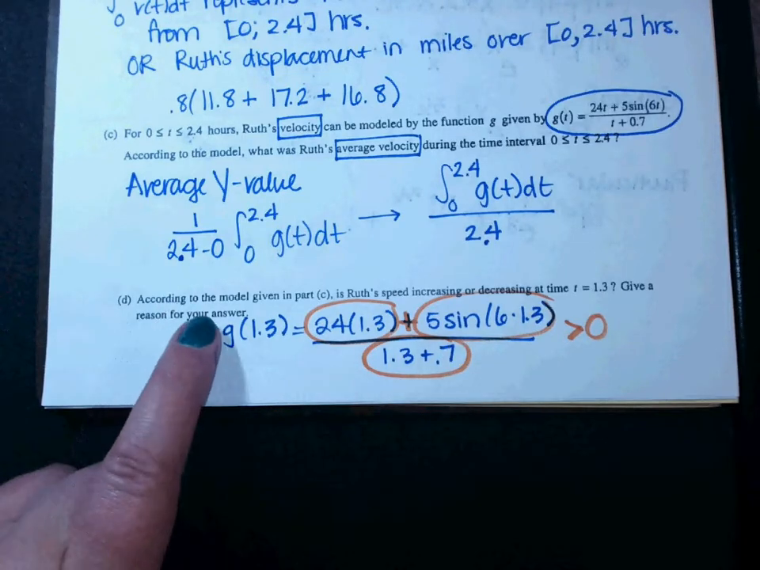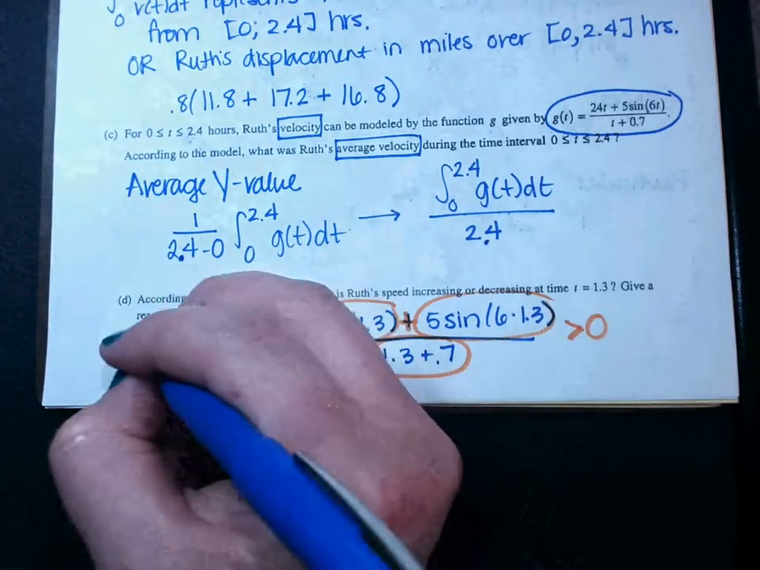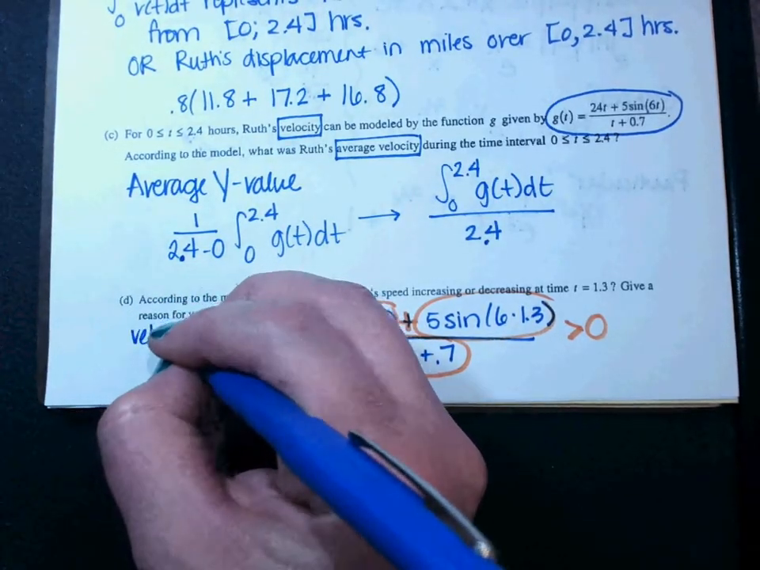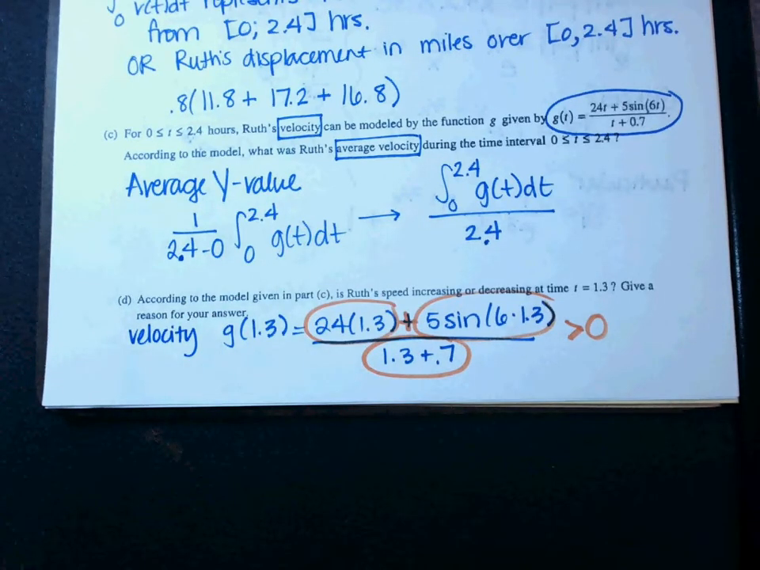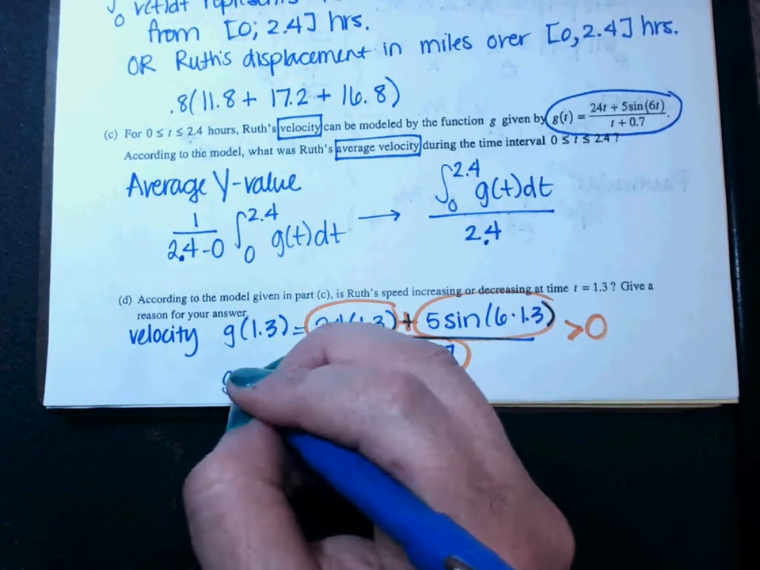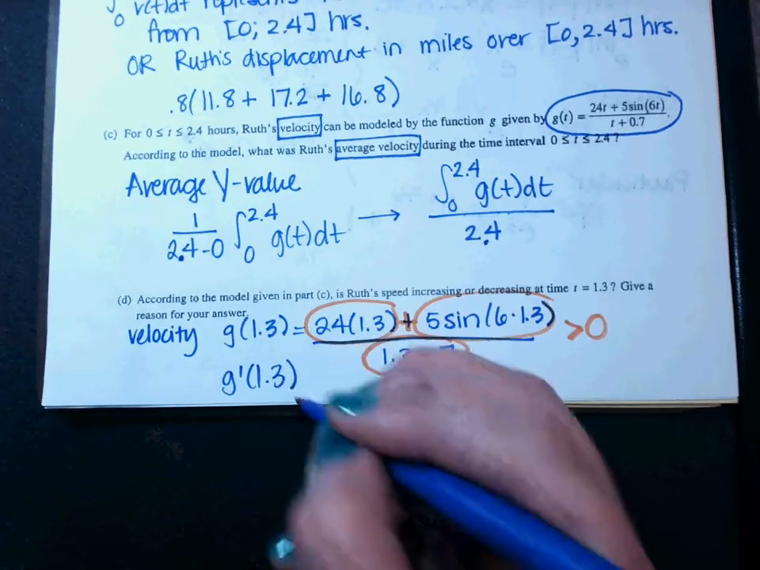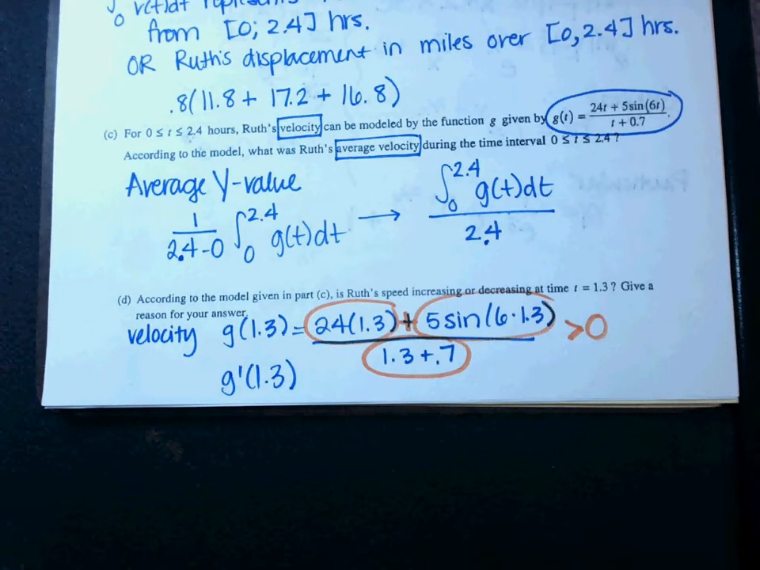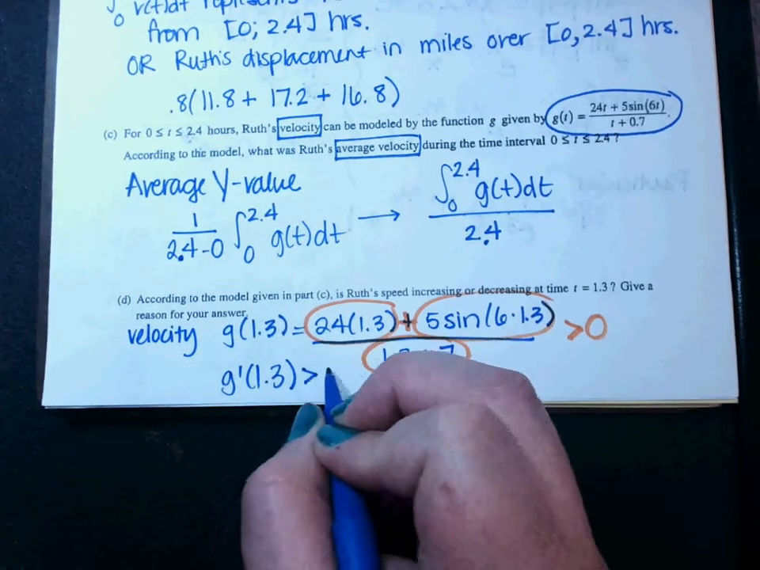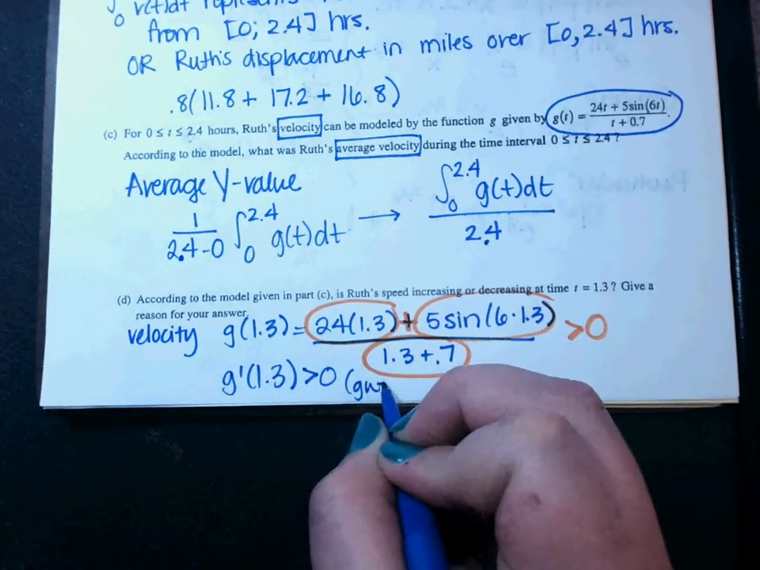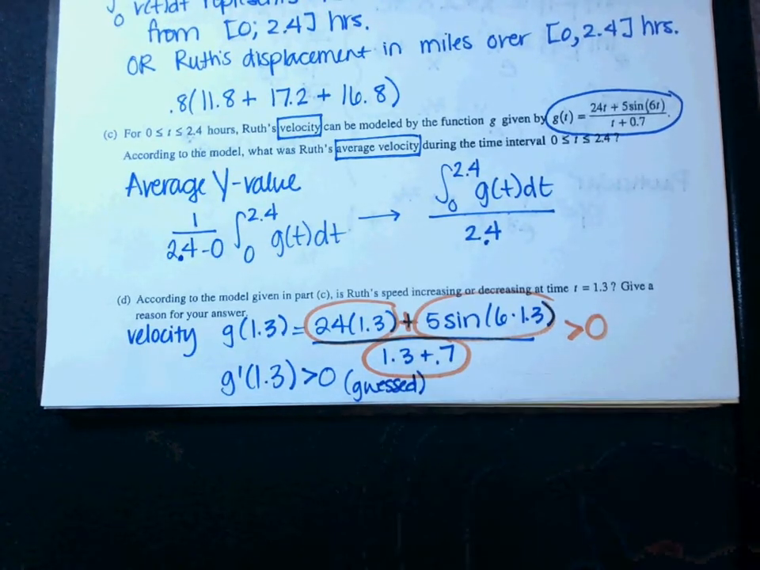So, because my g, remember this is velocity, because my g is positive, does that mean her speed is increasing? No. What else would you need to find? In the calculator. Not position. Acceleration. You would find g prime of 1.3. And let's pretend that that comes out positive. Okay, I'm going to just put we guessed, because none of us have calculators out.